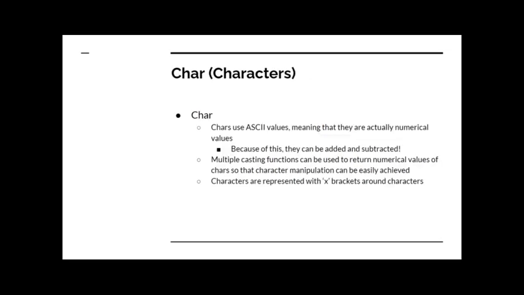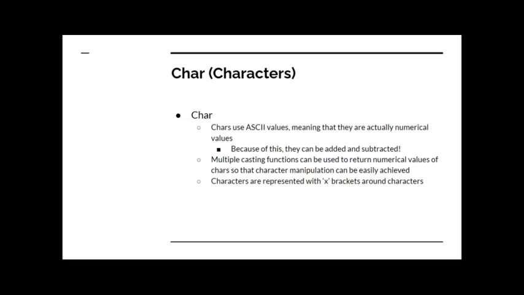So characters, or char, or care, depending on how you want to think about it. So chars, not chairs. Chars use ASCII values, which is pretty much just a table of numbers that correspond to characters. This includes numbers, letters, special characters, and even formatting systems. So they can also be added and subtracted because they really just are number values that are coded into letter values. By adding two chars, you would get a shifted value based on the two values and according to the ASCII table.